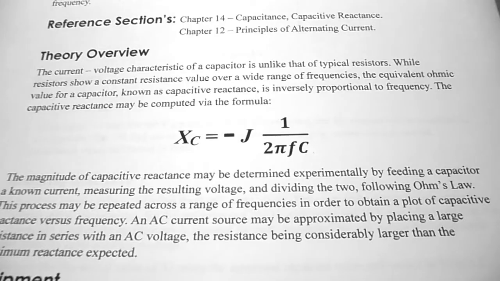It goes on to say that the magnitude of capacitive reactance may be determined experimentally by feeding a capacitor a known current, measuring the resulting voltage and dividing the two, following Ohm's law. This process may be repeated across a range of frequencies in order to obtain a plot of capacitive reactance versus frequency. An AC current source may be approximated by placing a large resistance in series with an AC voltage, the resistance being considerably larger than that of the maximum reactance expected.